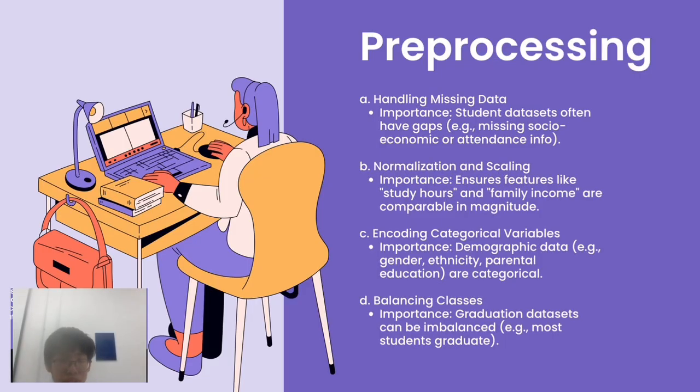Hello, my name is Daniel, and now I'll be presenting my part on the importance of pre-processing and feature selection in predicting student performance. Firstly, when it comes to pre-processing, it's important to handle missing data. Student datasets often have gaps, such as missing socioeconomic or attendance info, and these can affect our results. So the best thing to do is probably delete them, because then we can have more complete and more valuable records being used in the data mining model.